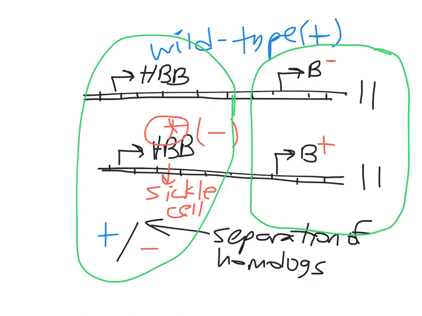So what's the genotype of gene B? What are the 2 alleles? -/+. There's a minus allele and there's a plus allele. Okay, so I've heard minus slash plus. Does anybody agree or disagree, or have any questions about that?